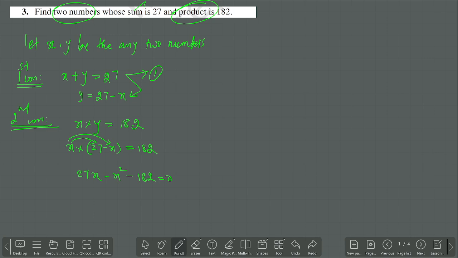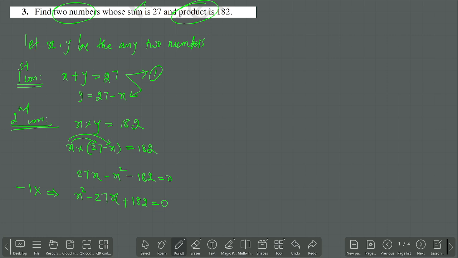Have you noticed? But x square should be positive, and we have it in negative. So multiply minus 1 on both sides, or send everything to the right hand side, that is our wish. I am going to multiply minus 1 on both sides. So I am getting plus x square, minus 27x, plus 182, which is equal to 0.